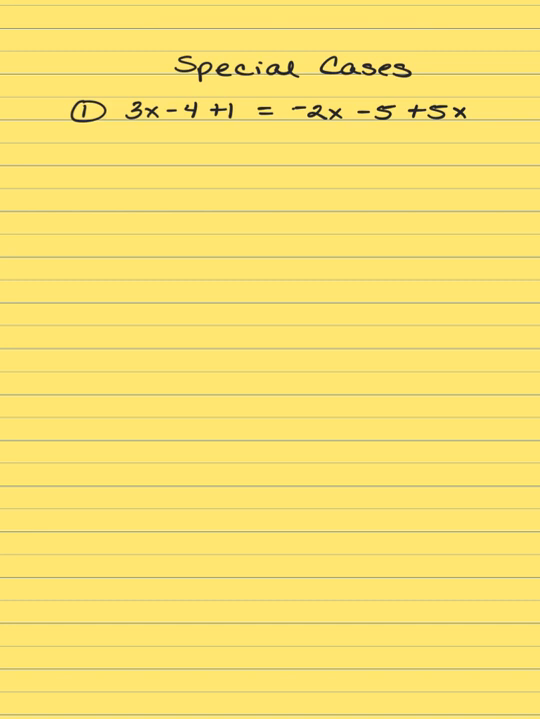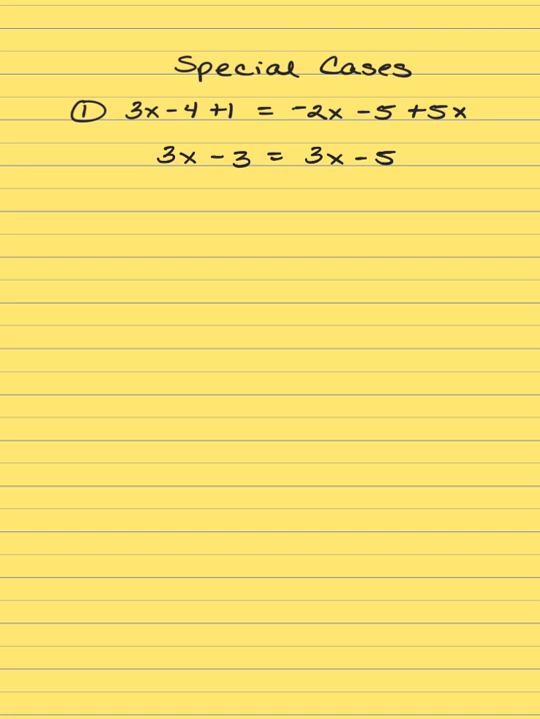On the left side, that means we're combining the negative 4 and the positive 1, which leaves us with 3x minus 3. On the right side, that means we're combining the negative 2x and the positive 5x, which leaves us with a positive 3x minus 5. Now we need to bring all of our x terms together and our constant terms together.